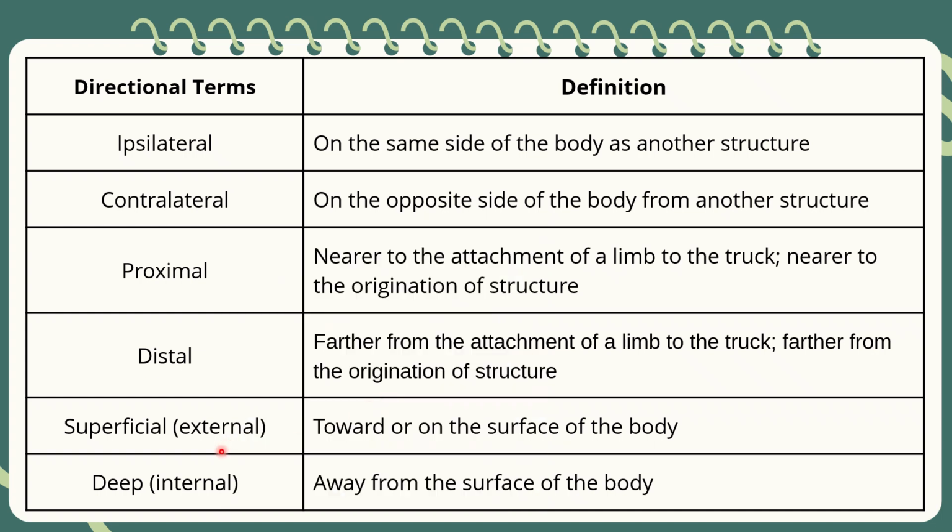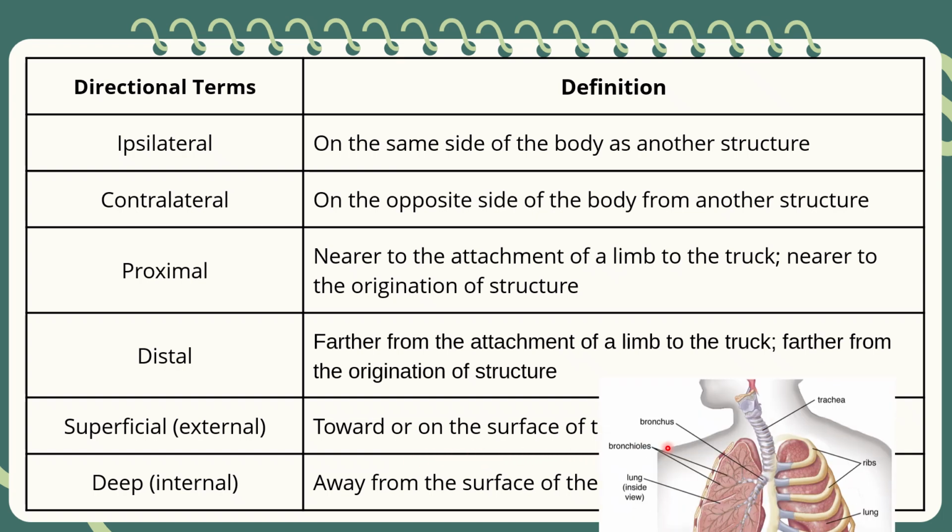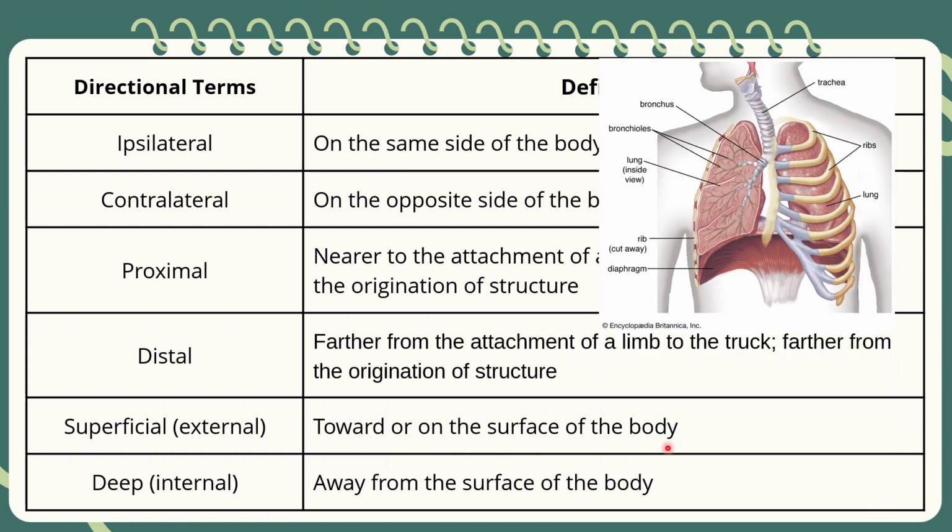Next term, that is the superficial or external, means towards or on the surface of the body. For example, we can say that the ribs are superficial to the lungs. This is the lungs, and on these lungs superficially the ribs are attached.